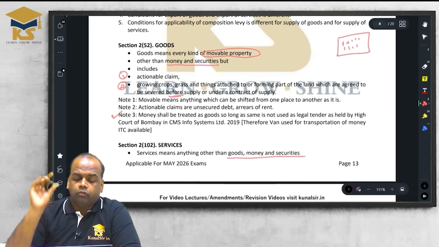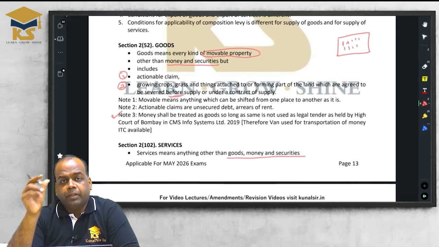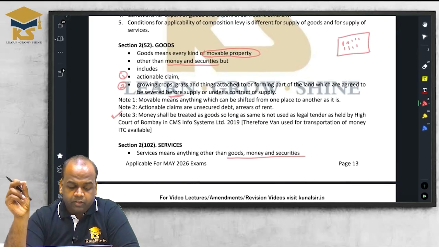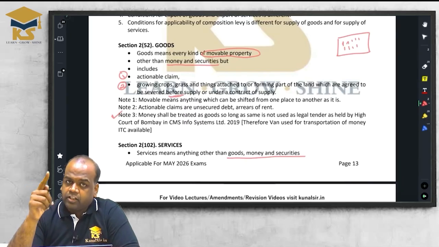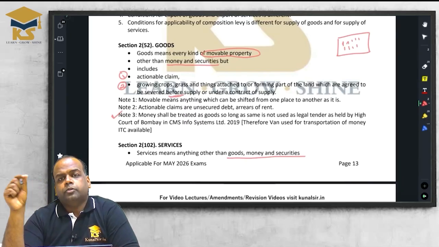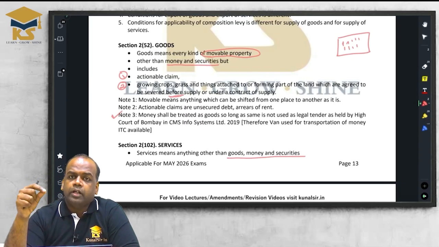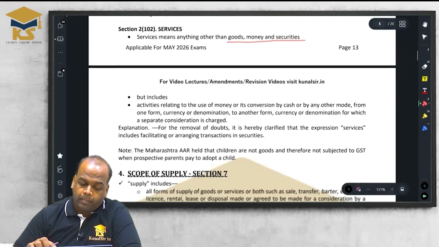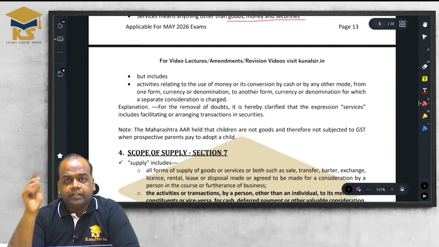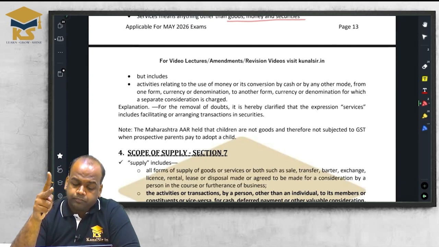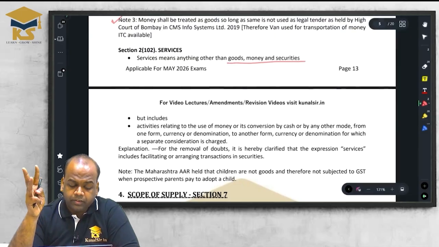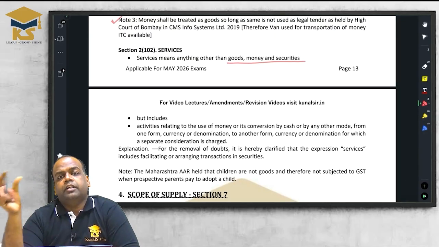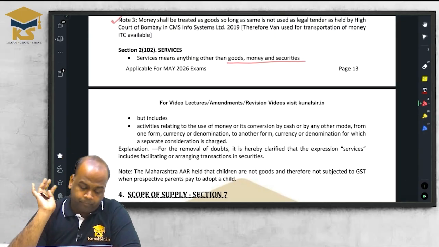So, we got goods. What is goods? Anything which is movable, but it does not include money and securities, but includes actionable claims or crops or anything which is attached to the earth but agreed to be cut before supply. Services: anything other than goods or money and securities, and includes activities which are related to conversion of money.